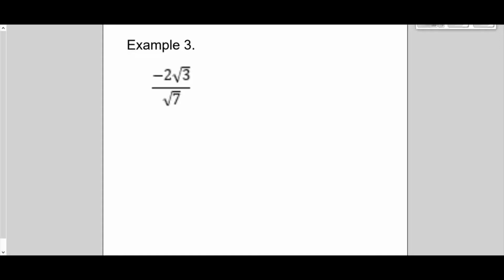So here's one that I want you to try on your own. Negative 2 times the square root of 3 divided by the square root of 7. So give that one a try. Pause the video, try it, and when you unpause it, I'll have a solution here for you.